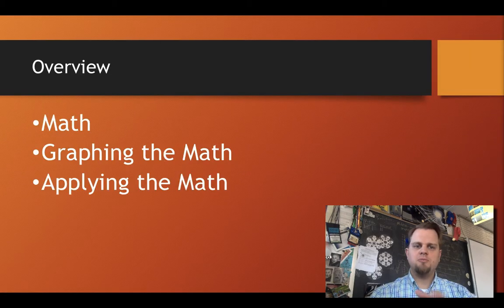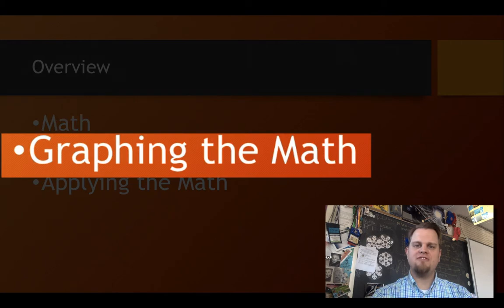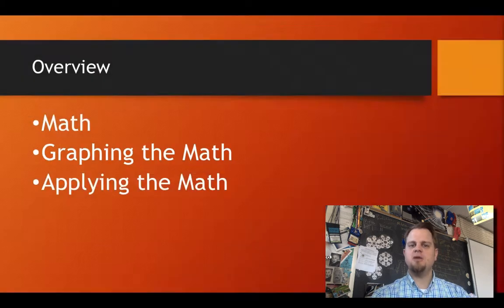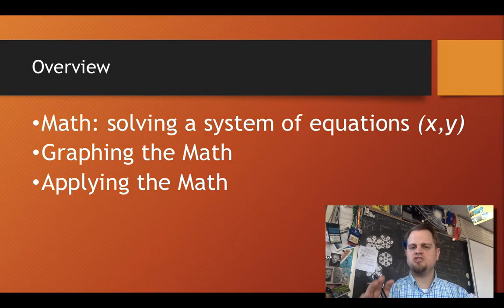So first of all, you probably already did something with this, but I'm going to show quickly how to do just the basic math of linear systems. And then we're going to look at the graphing of the math and then actually apply that math. So math is just the solving of the system where you get an x and a y coordinate. You get a number for x and you get a number for y. There's no context there, right?